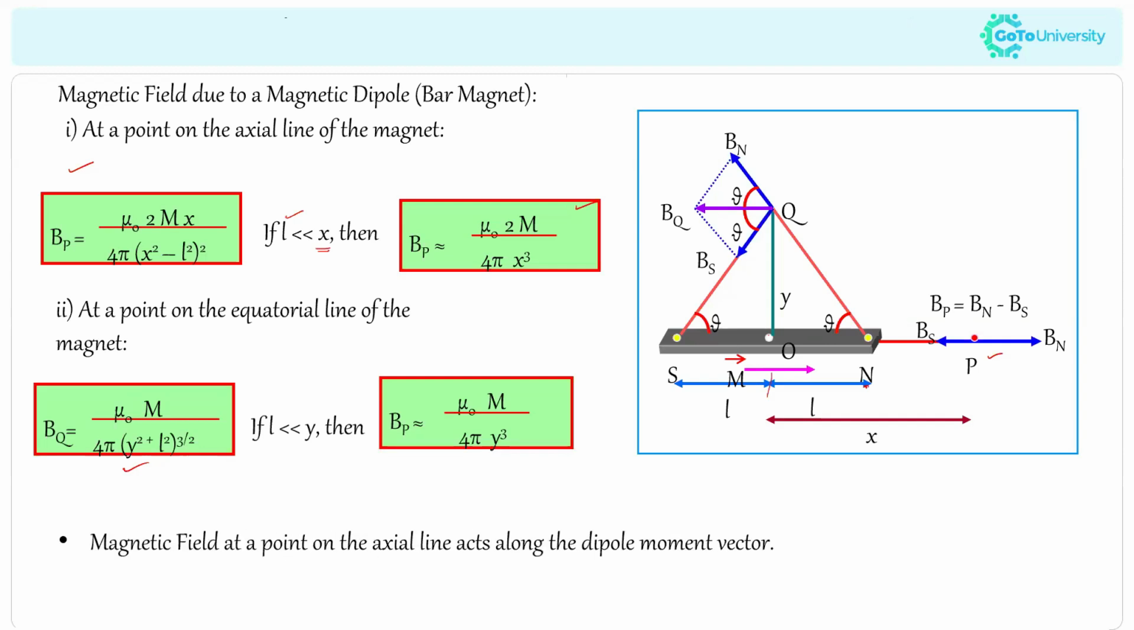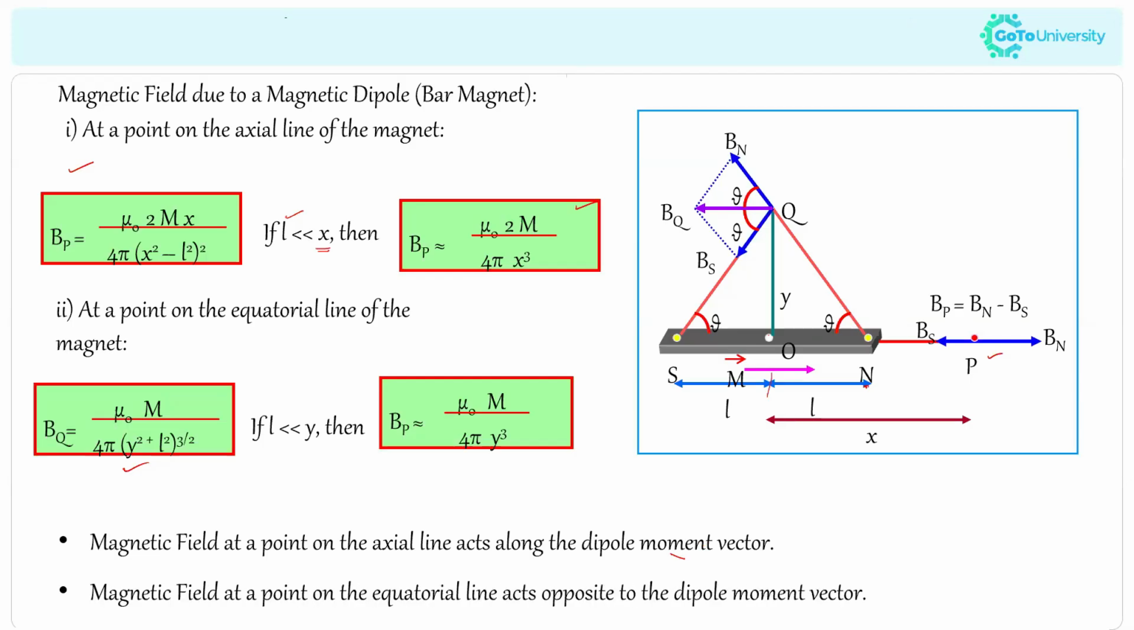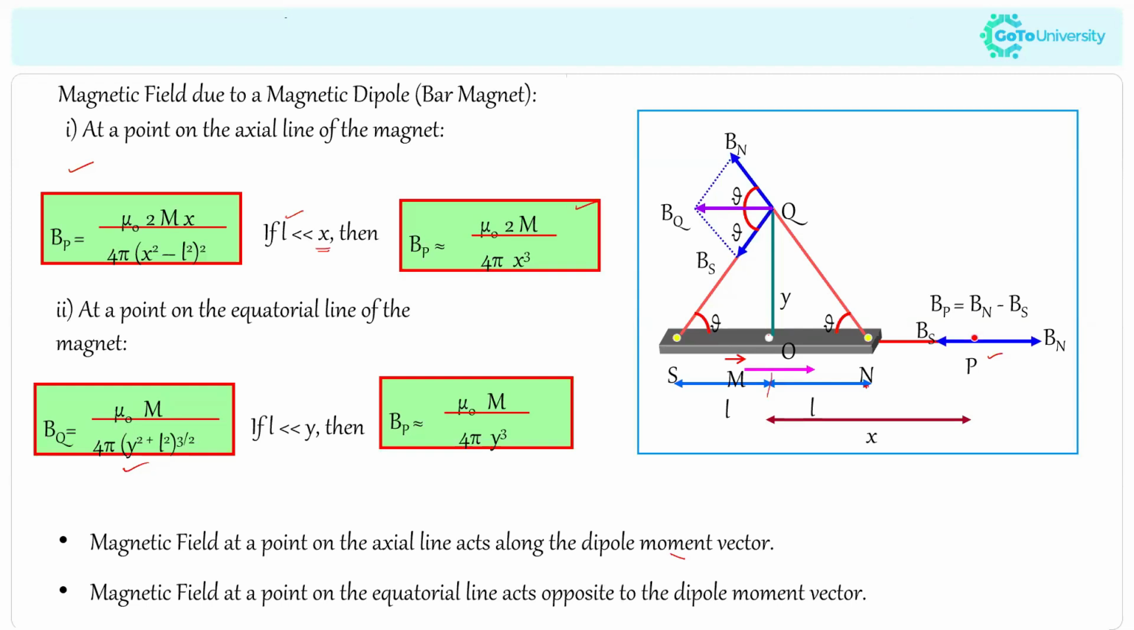So this is all about the magnetic field due to a magnetic dipole. We can say the magnetic field at a point on an axial line acts along the dipole moment vector, whereas the magnetic field at a point on an equatorial line acts opposite to the dipole moment vector. Okay, I hope it's clear. You can first note this down, then we can go for the next slide. I'm just keeping this slide for 2 minutes.